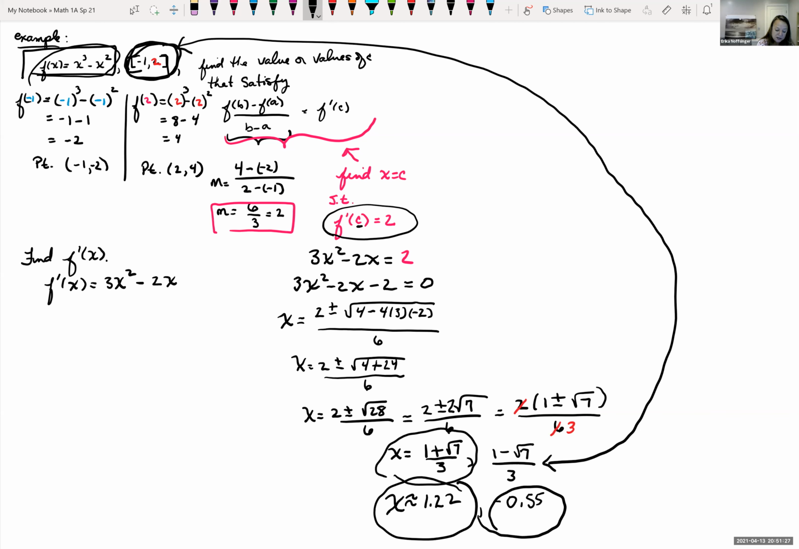So there are two values of x equals c, and if they wanted the exact value, then you would keep it with the radicals in there and not simplify it down. But there are two c values which give us the derivative at those values equal to the slope of the secant line at those two endpoints.